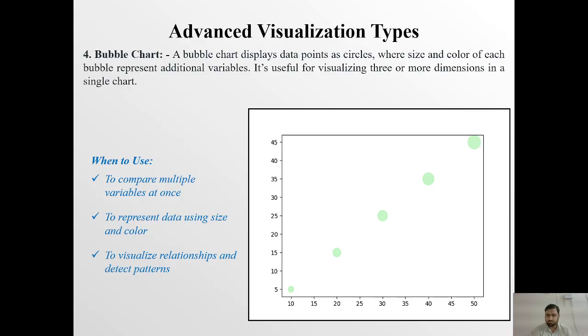Bubble chart. This is the bubble chart. A bubble chart displays data points as circles, where the size and color of each bubble represent additional variables. It's useful for visualizing three or more dimensions in a single chart. When to use: to compare multiple variables at once, to represent data using size and color, to visualize relationships and detect patterns.